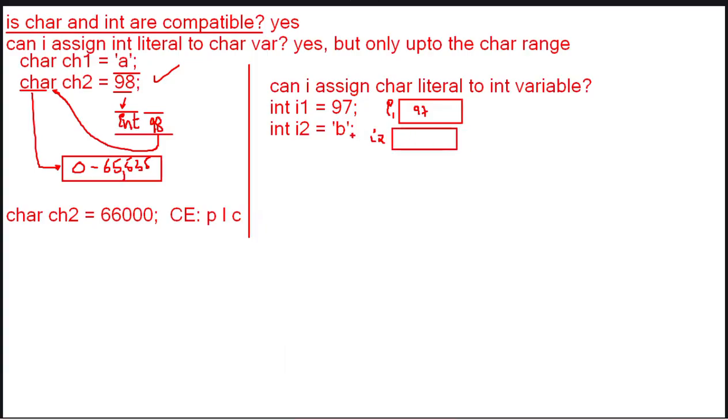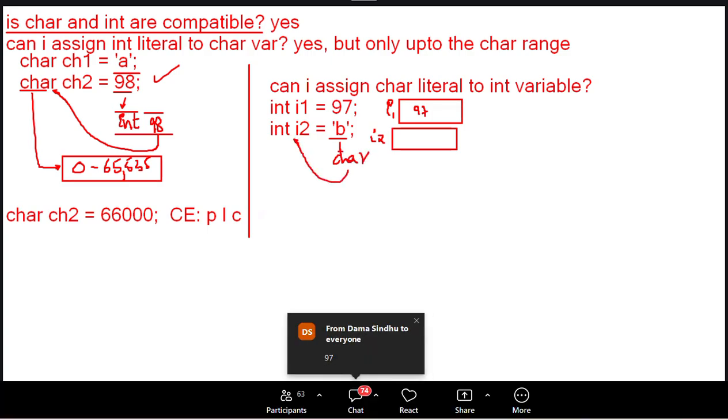What value is stored? This is what? Char. This type is what? Char. But variable type is what? Int. It should store data in the character format or number format. Number format. What is single quote B number? 98. What is stored here? 98.